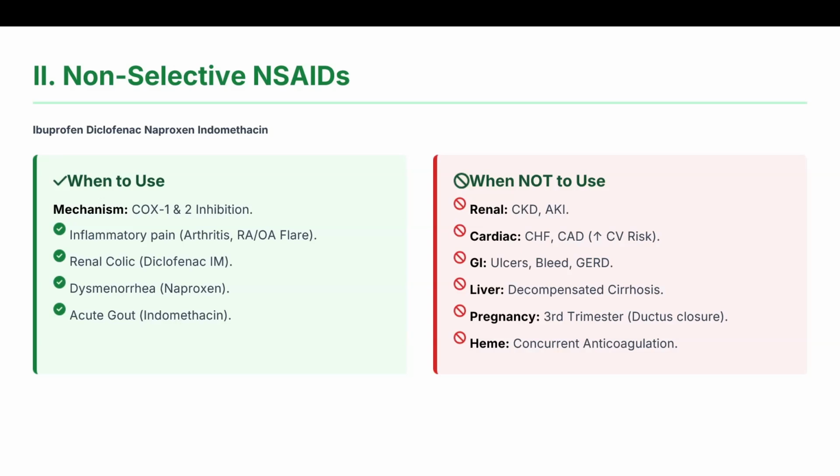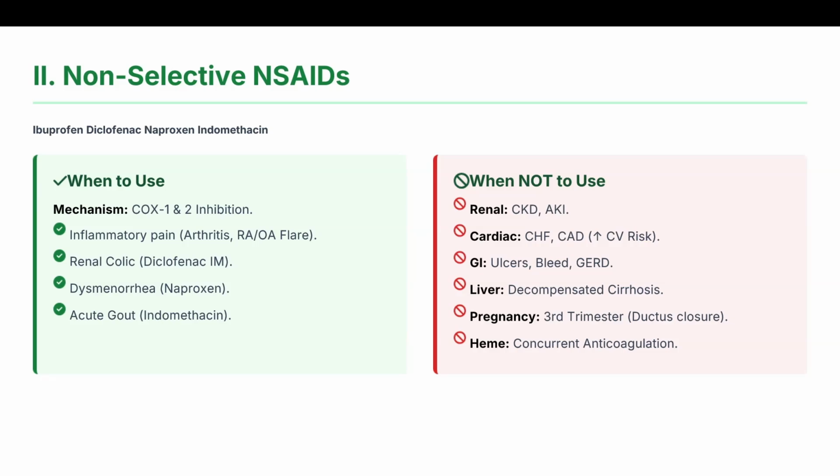So non-selective NSAIDs, we come to mainly ibuprofen, diclofenac, naproxen, indomethacin. These have both COX-1 and COX-2 inhibition. It is one of the most useful drugs for inflammatory pain, that is in arthritis, rheumatoid arthritis, osteoarthritis flare, and one of the most useful drugs in renal colic. It's diclofenac IM. For dysmenorrhea, naproxen, mefenamic acid. For acute gout, indomethacin. Indomethacin is the guideline-recommended drug for acute gout.